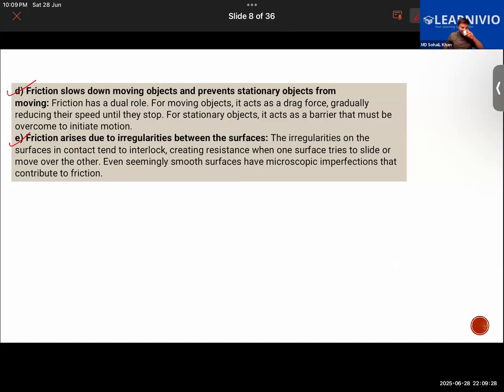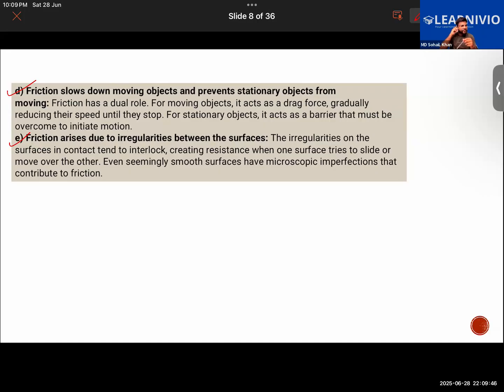Friction slows down moving objects and prevents stationary objects from moving. Friction has a dual role. For moving objects, it acts as a drag force, gradually reducing their speed until they stop. For stationary objects, it acts as a barrier that must be overcome to initiate motion.